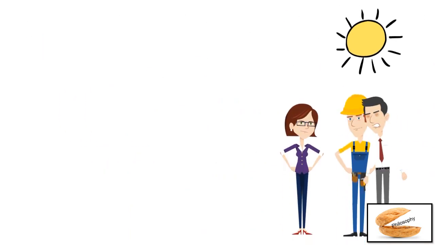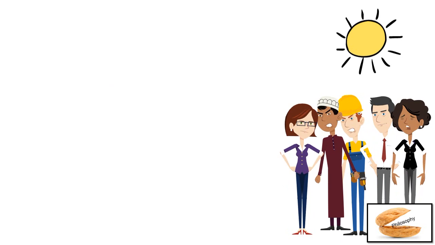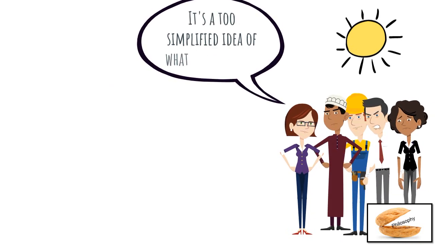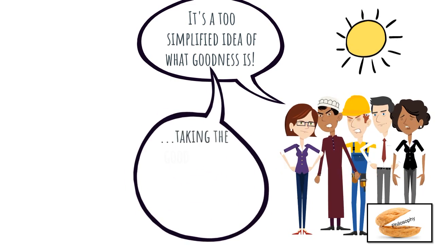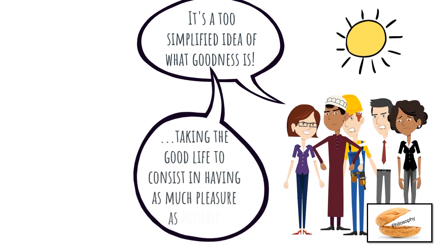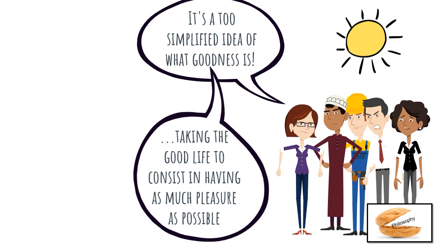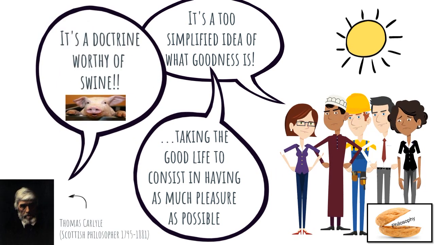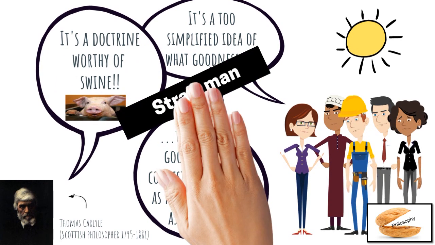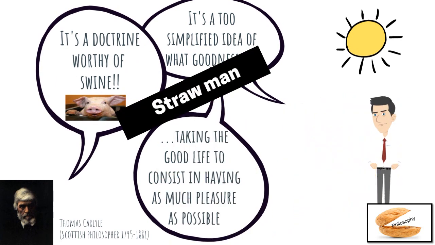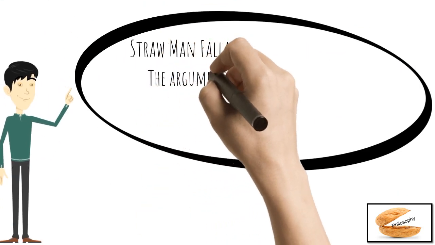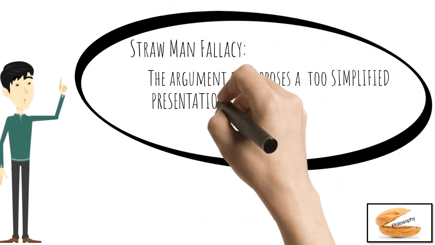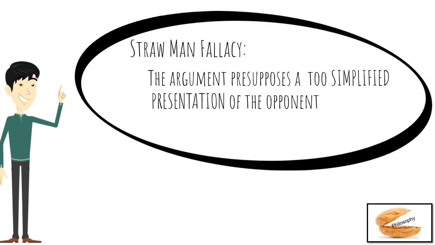One classic protest against utilitarianism criticizes it for having a too simplified idea of what goodness is, taking the good life to consist in having as much pleasure as possible. Utilitarianism has famously been labeled a doctrine worthy of swine. This is, however, a straw man, meaning that the argument presupposes a too simplified presentation of utilitarianism and a simplified view of the pleasures human beings can have.